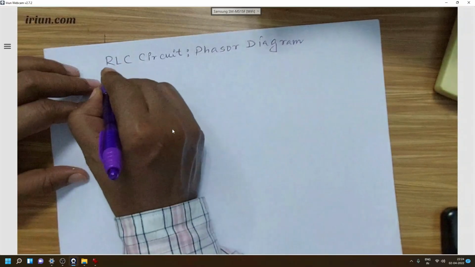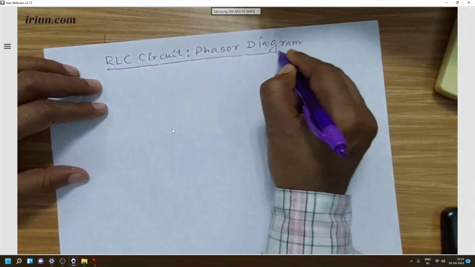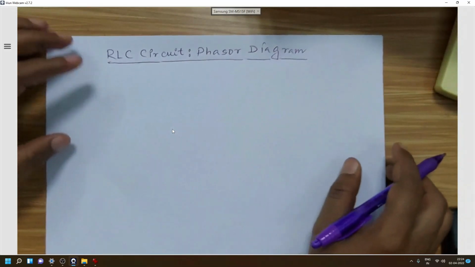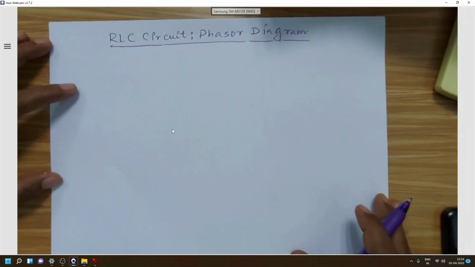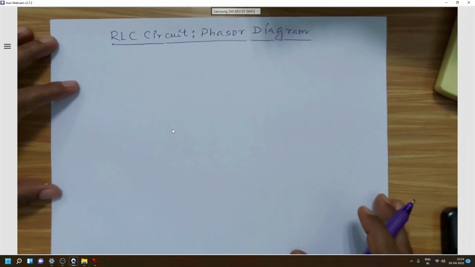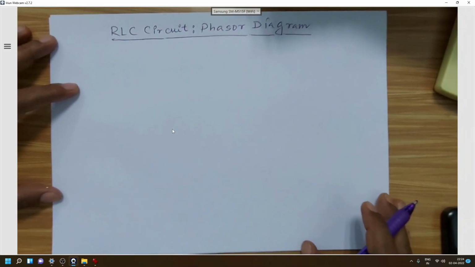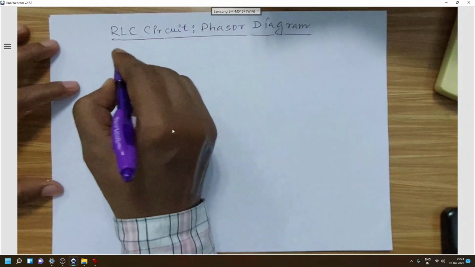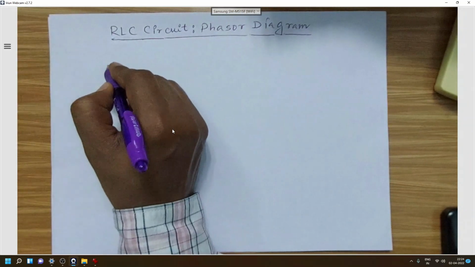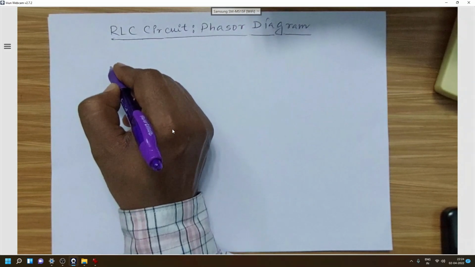Now we understood the behavior of pure resistor, pure inductor and pure capacitors when they are excited individually by an alternating voltage source. Now we are ready to understand the phasor diagram of RLC circuit combination.